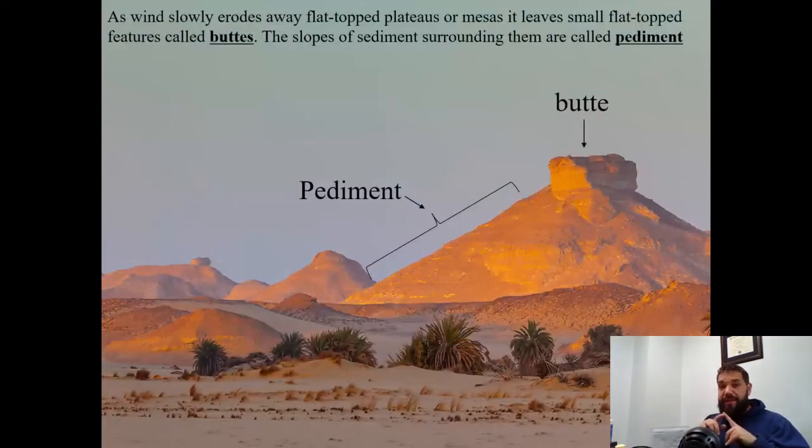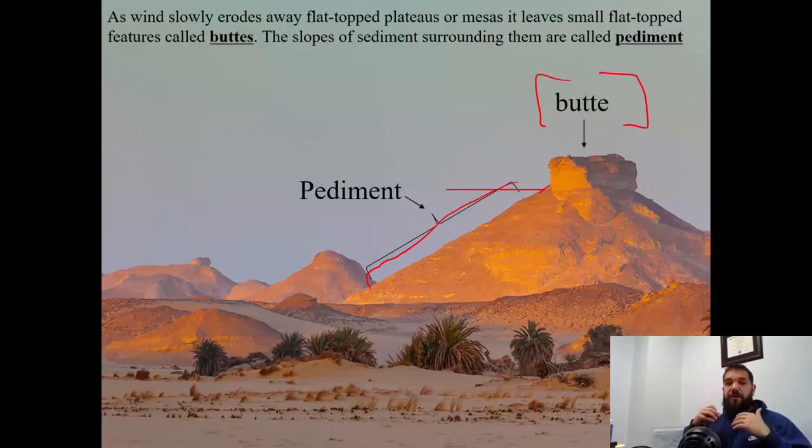When it's really little, we call it a butte. Okay, so the name of that is a butte. The slopes of sediment that surround a butte are called the pediment. Okay, so those are all things that you see in your number 14. You have a butte, you have a mesa, and you also have a plateau in your number 14 exercise. The sediment, again, that surrounds the butte that's been eroded off is called the pediment.